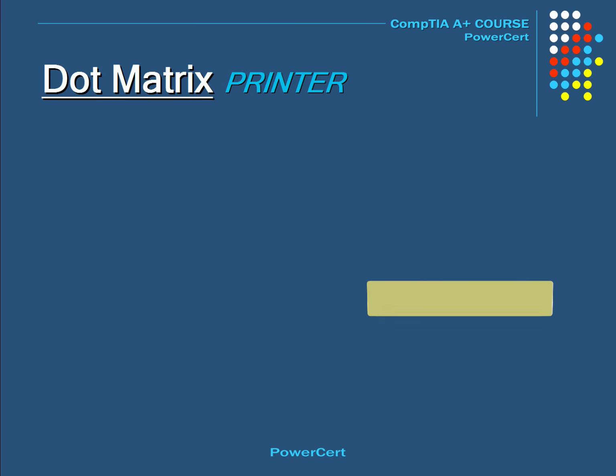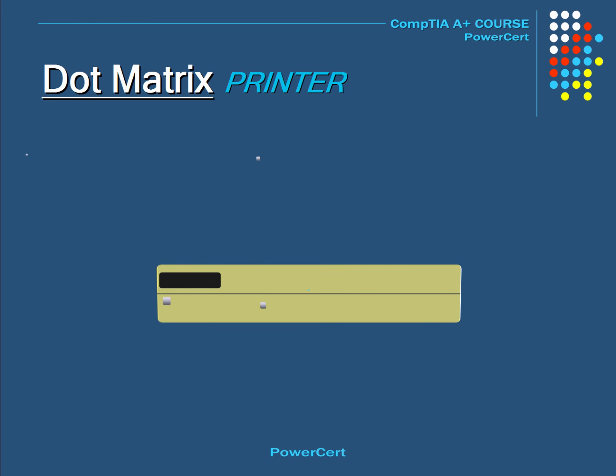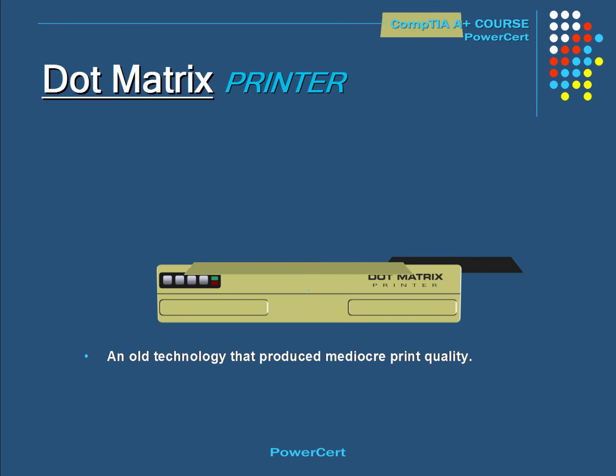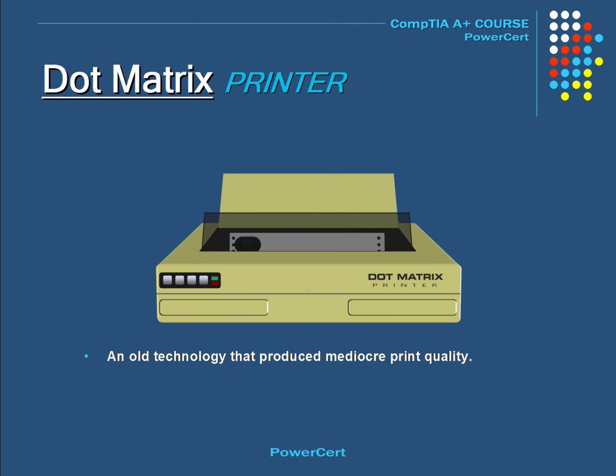Dot matrix printers are almost non-existent today. They are an old technology that produces mediocre print quality when compared to laser or inkjet printers. And they are also very noisy. Dot matrix printers are impact printers.